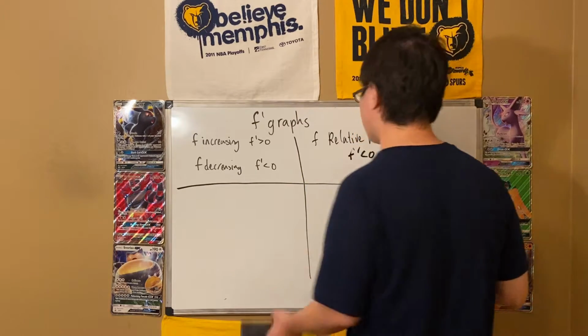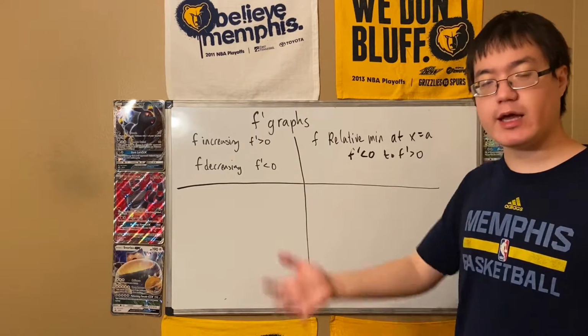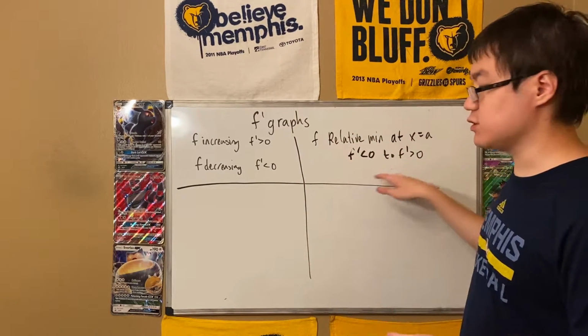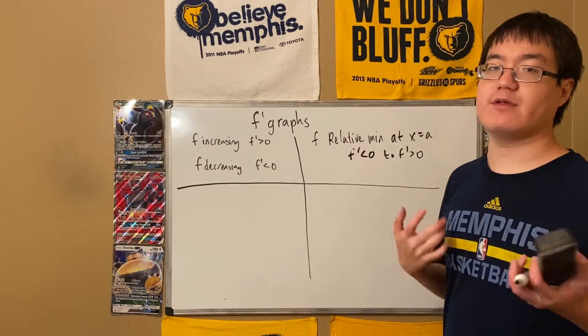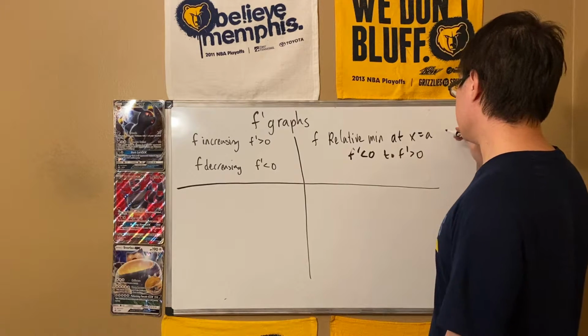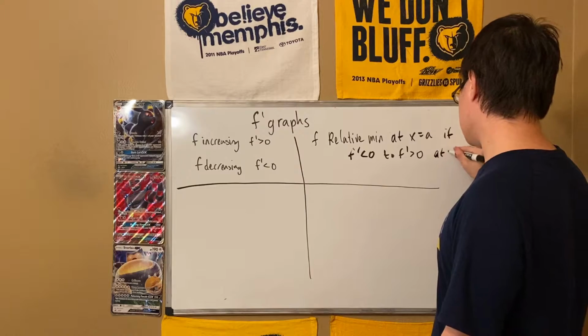Just like with the first half of our shape of curves videos, we're going to be very specific when we answer these questions. We're going to answer them in complete sentences. We're going to have the question, then the justification, which is the rule, and then the answer. So f has a relative min at x equals a if f prime goes from negative to positive at x equals a.